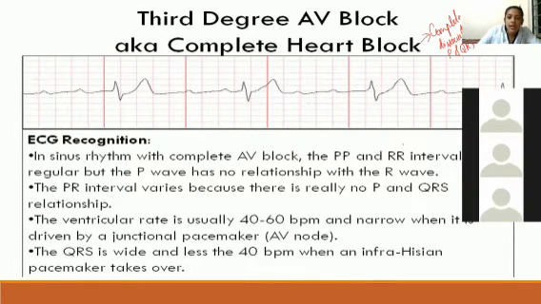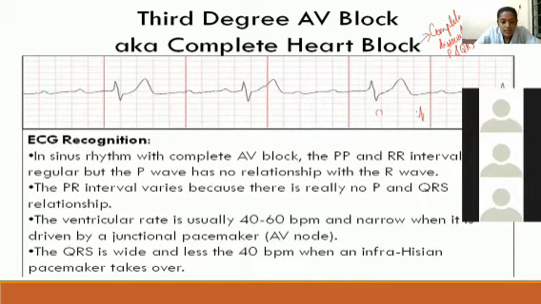Okay, so that means somewhere P is coming and somewhere the QRS complex is coming. There is no relationship between the P and QRS. Usually, after one P wave, one QRS complex should be there. But in complete heart block, after one P, it is not necessary that the QRS complex will come. Another P will come, or some gap will be there. So there won't be any relationship between the P and the QRS complex. The PR interval varies because there is really no P and QRS relationship.